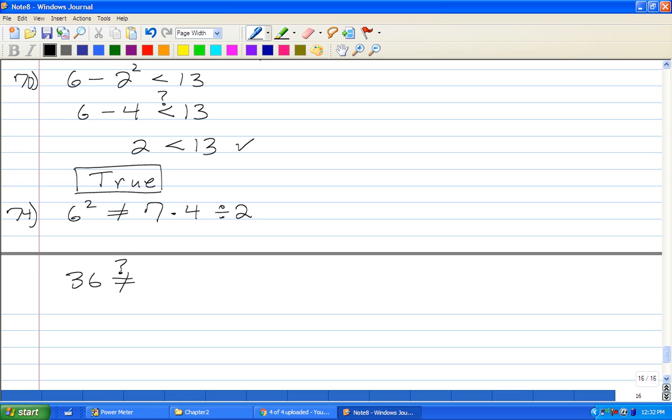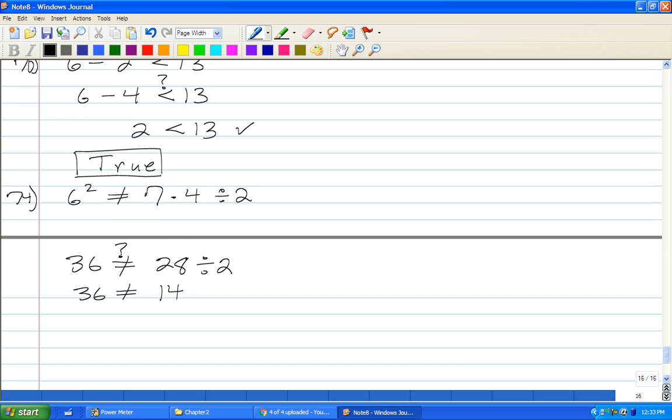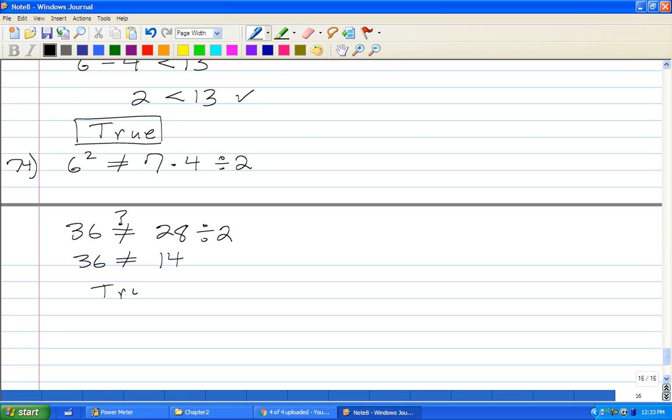Well, by order of operations, multiplication and division have the same level of priority. But since it's a tie, I do the leftmost first. So I multiply 7 times 4 is 28, divided by 2 is 14. Is 36 not equal to 14? Yeah, they're not the same. So that, again, is a true statement.